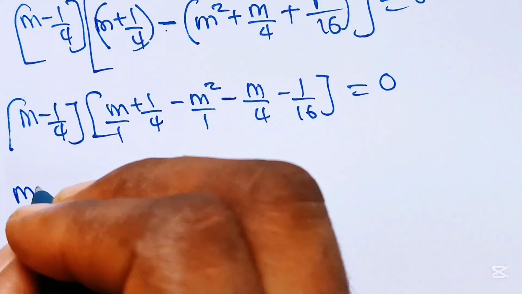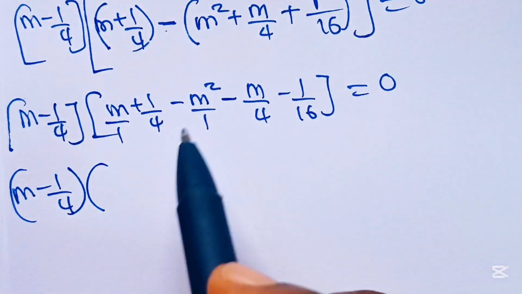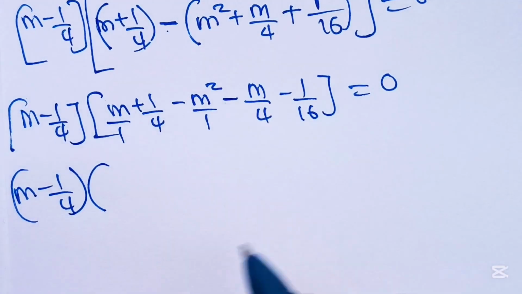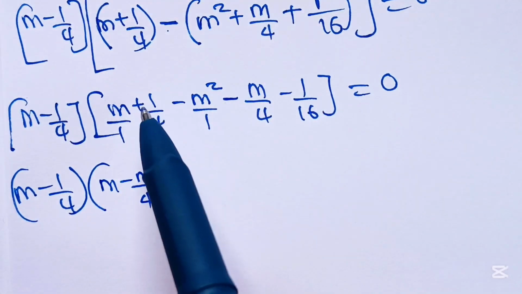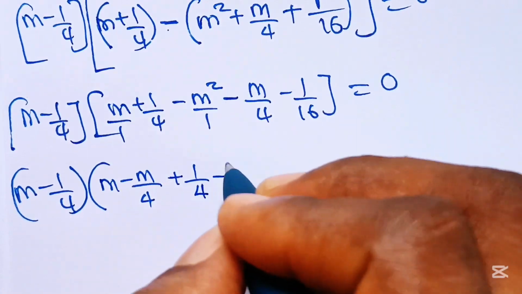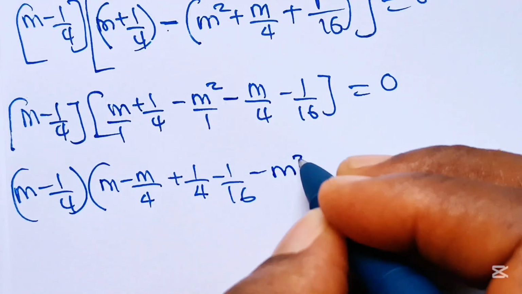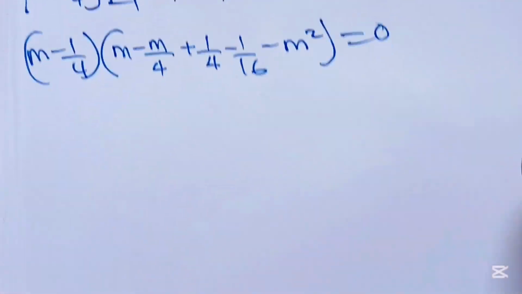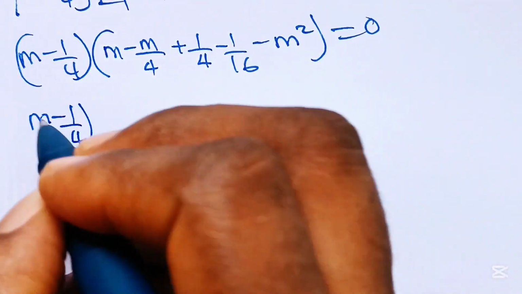So we have m minus 1 over 4. Then let's collect like terms, m and minus m over 4, right? m minus m over 4. Then plus 1 over 4 minus 1 over 16. Then minus m squared is equal to 0. Okay, so we have m minus 1 over 4.